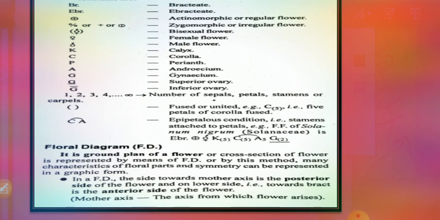Mother axis means the axis from which the flower arises; we call it the mother axis. And in the floral diagram, we draw all the characters with their symbols, that is the presence of bracteate or ebracteate, whether it is actinomorphic or zygomorphic, bisexual flower, calyx, corolla, androecium, gynoecium, on the basis of their symbols or the number present.